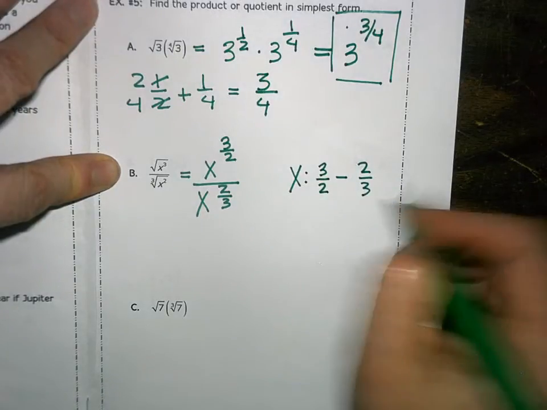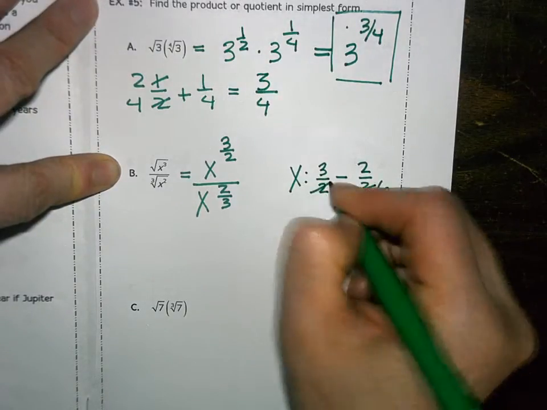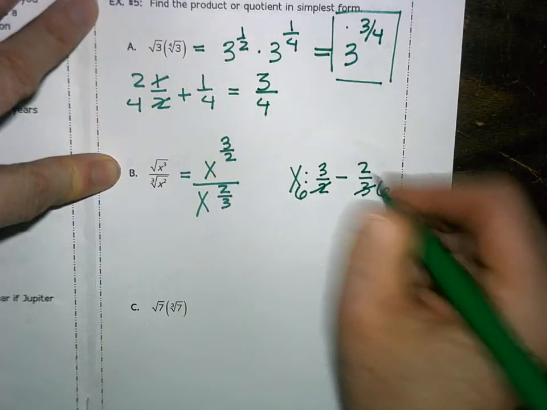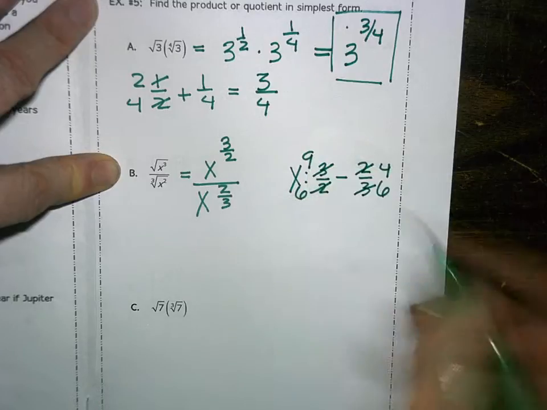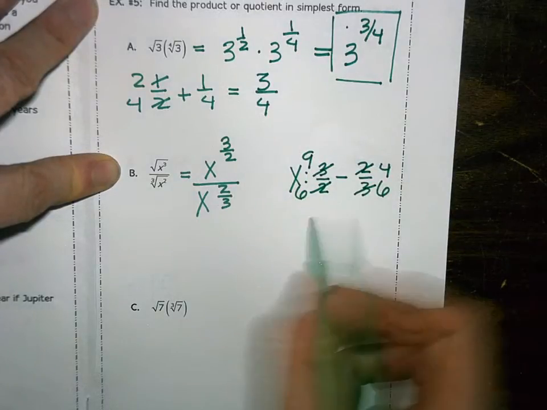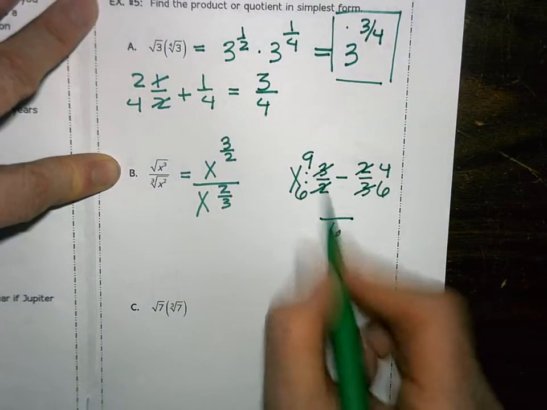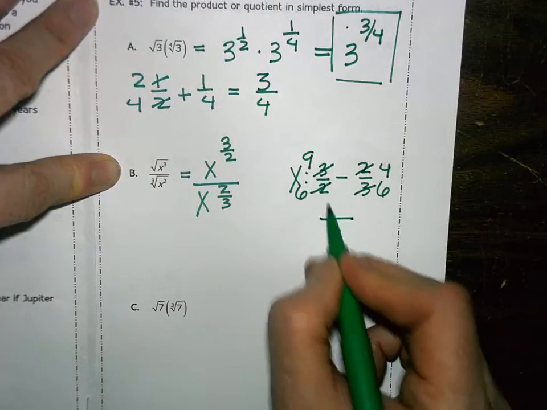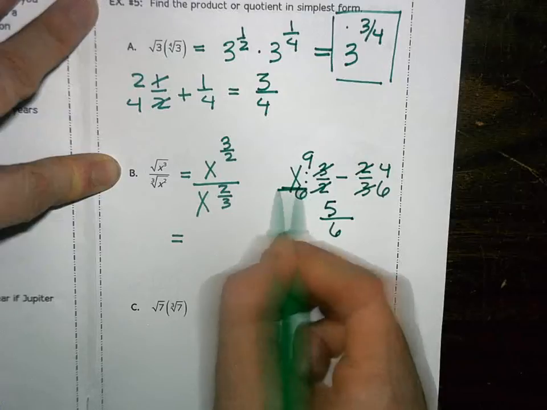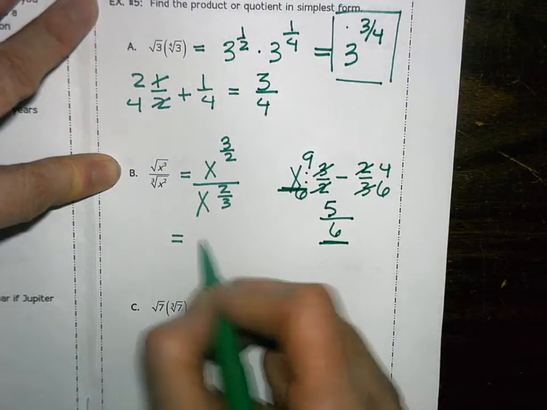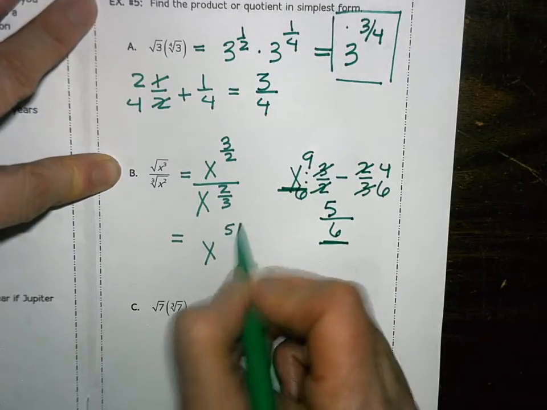Simple fraction. So I'm going to change the denominator because I'm adding or subtracting fractions. 3 times 2 is 6, that's 4, that's 9 because I multiplied by 3 over 3. I have my common denominator, and now I subtract. 9 minus 4 is 5. So my answer is x to the 5/6.